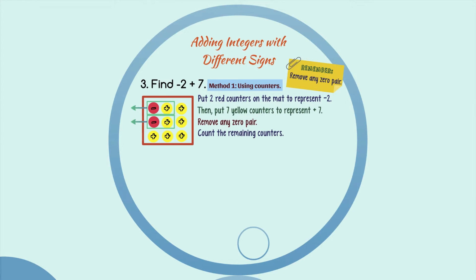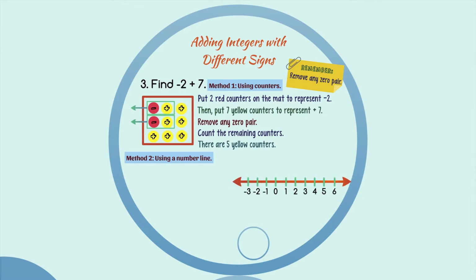As we count, we will discover that there are 5 yellow counters. Yellow counters means positive, right? So the sum here is positive 5. Now let's try using the number line to get the sum. This is the number line. Just do what we have been doing with our examples and solving them using the number line.